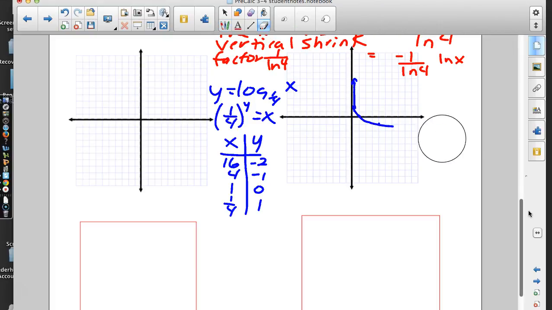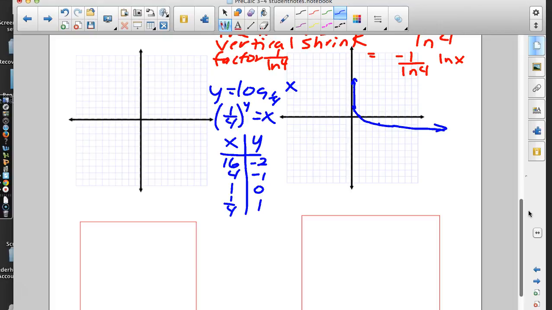And that's probably even a little bit too much of a slope, since I'd have to go up to -16, -2 to get that to happen. Could we graph it with the reflection and the 1 over natural log of 4? We could, but what a pain it would be. It's just not something we generally are going to do in our head.